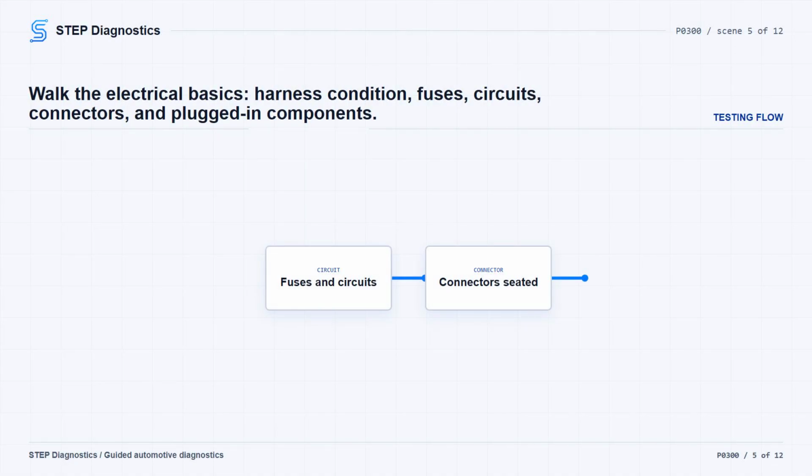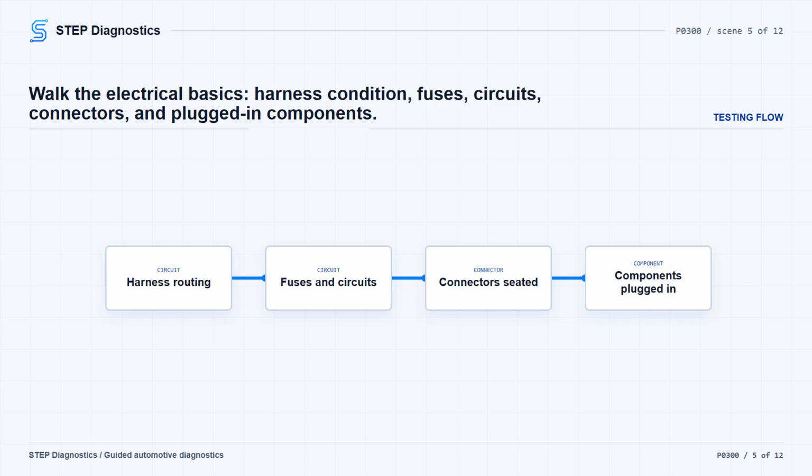Now inspect the harnesses for damage, chafing, and routing problems. Check fuses, circuits, and connectors for continuity and correct installation, and make sure the related components are actually connected. Be careful with connector testing. Use the correct terminal probes.